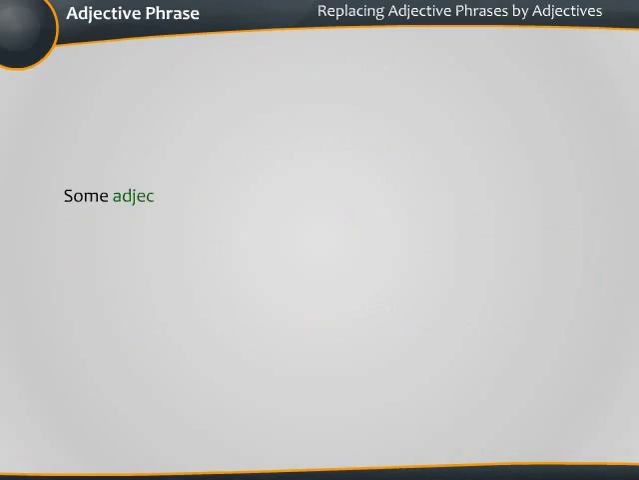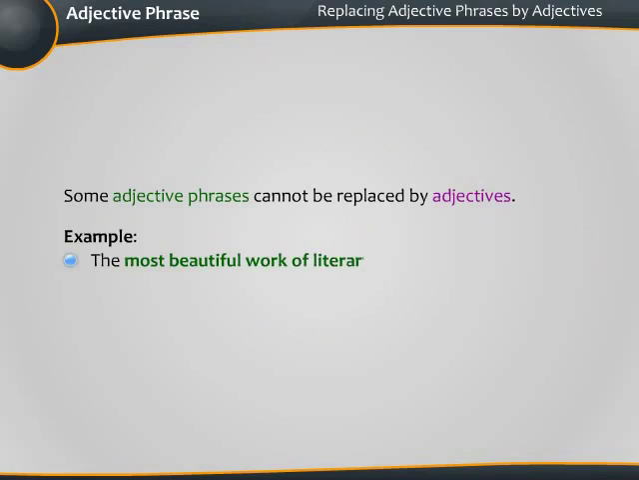However, all adjective phrases cannot be replaced by adjectives. Consider the following example. The most beautiful work of literary art was displayed in the exhibition. In this sentence, the adjective phrase most beautiful work of literary art cannot be replaced by any other adjective.